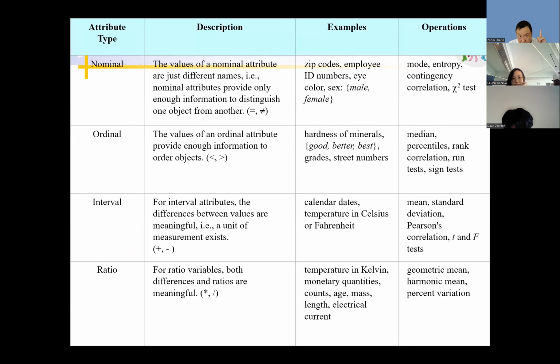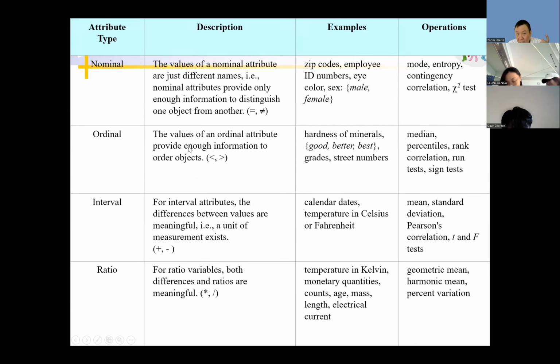Now, this is very, very important. You have nominal, ordinal, interval, and ratio. These are the examples and descriptions like a while ago. Look at the last column there, the operation. Can you see? If you have nominal data, you can only do mode. Yeah, you can do entropy, correlation, contingency, and chi-square test.